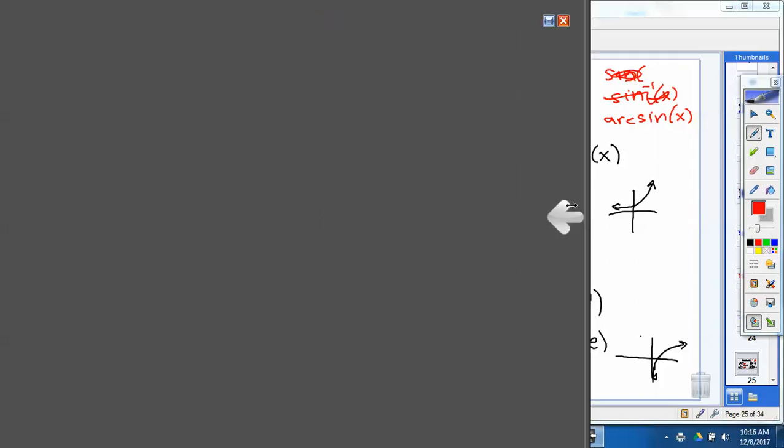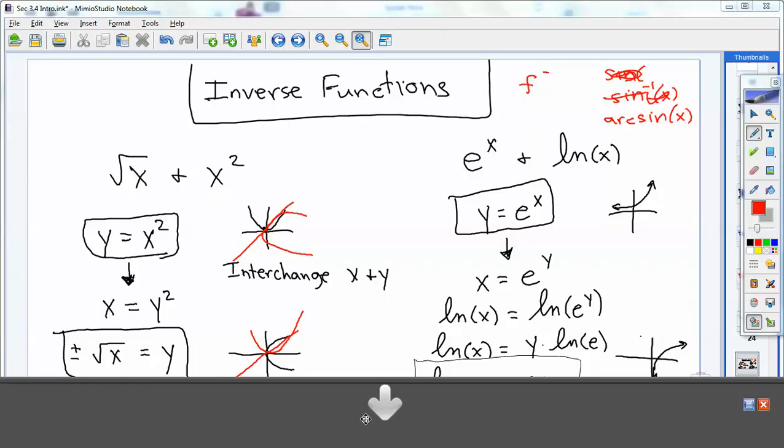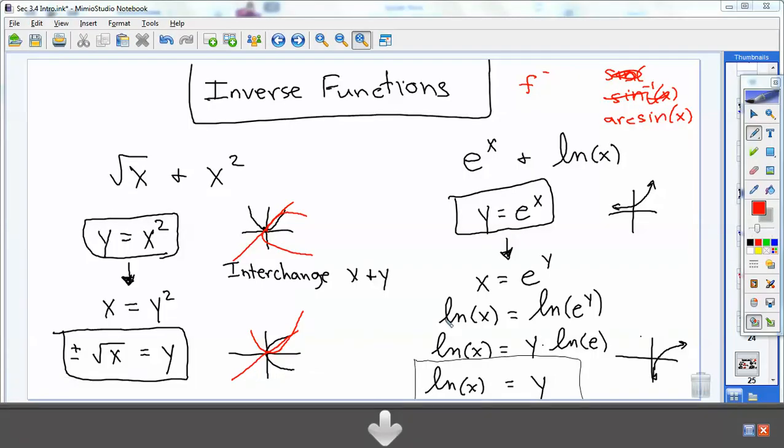Now what about, well, I don't know how you know this, so you're trying to write it down. We also have e and ln as inverses. They undo each other. y equals e to the x, there's the graph. So if we interchange the x and the y, we get x equals e to the y. But then we want to solve for y. So we do the ln of both sides.